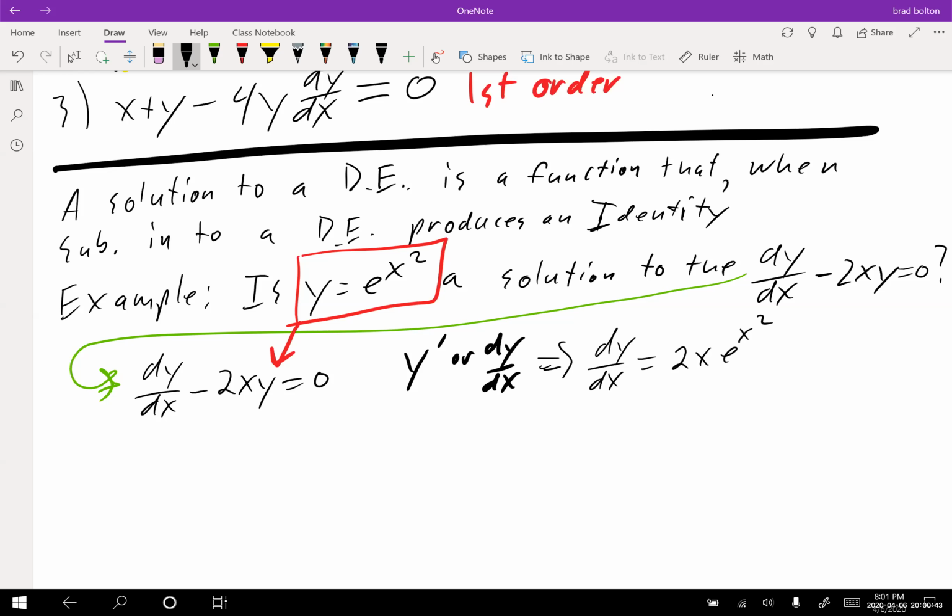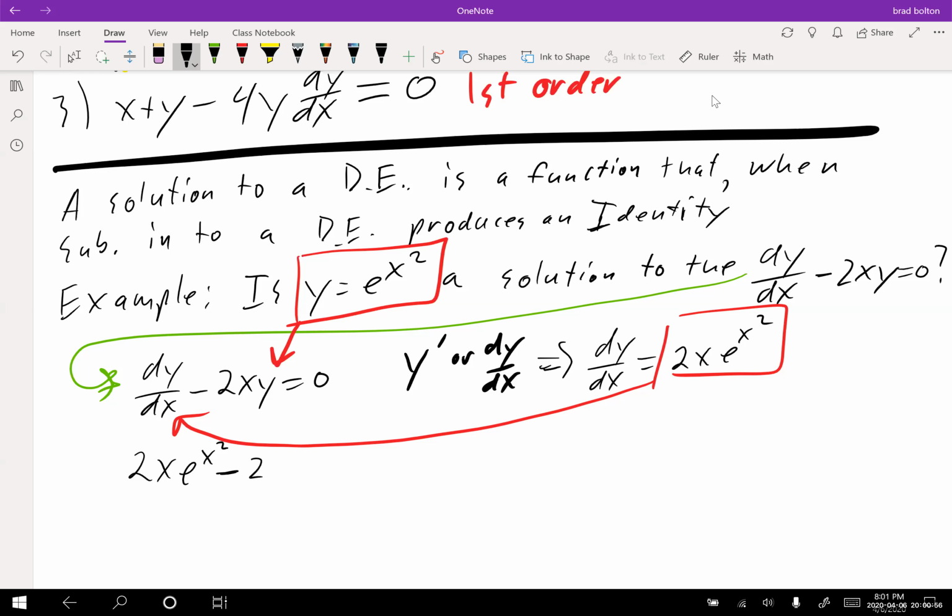So this can now go and plug in right there. So now let's see what we get when we write all this out. We're going to get 2x e to the x squared minus 2x times y, but what's y? Y is e to the x squared, and that's supposed to equal 0. Well, 2x e to the x squared minus 2x e to the x squared is 0 equals 0. This is an identity. So yes, it is a solution.